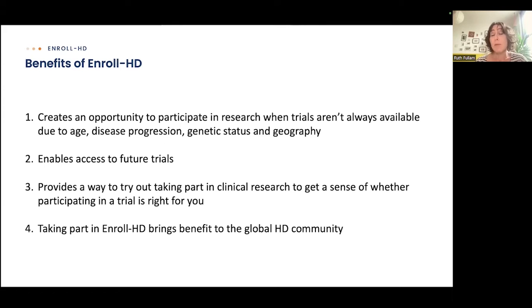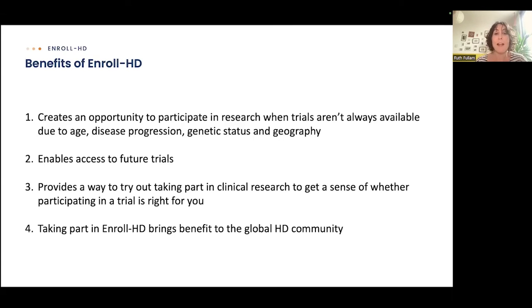It does improve the chances of taking part in future clinical trials if that is something that you're interested in doing. As I said, not all sites take part in clinical trials, but in the last few years, I think it's something like 90% of sites who have taken part in clinical trials are actually Enroll sites as well. So it increases your chances of being invited to take part if that was something you're interested in.